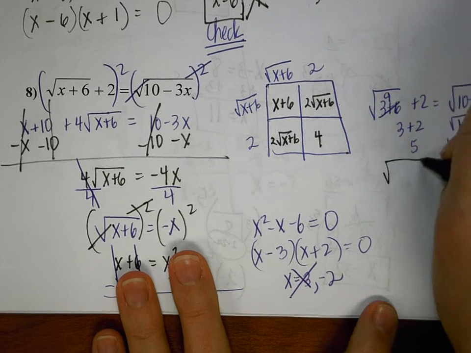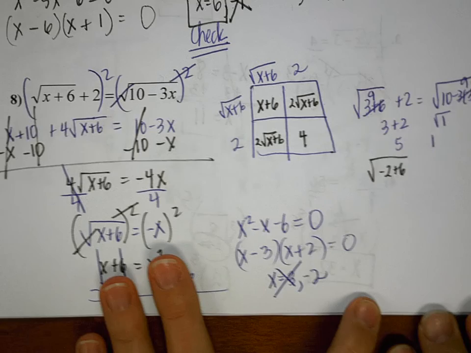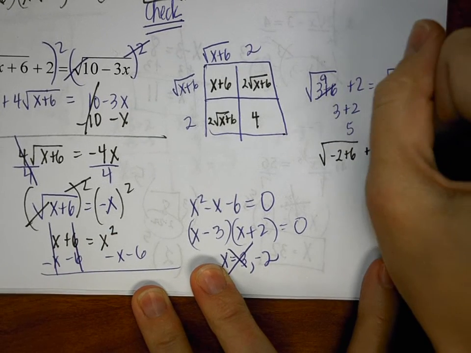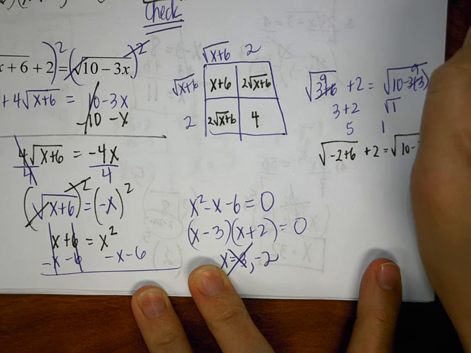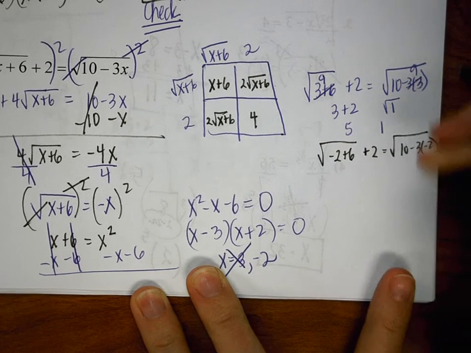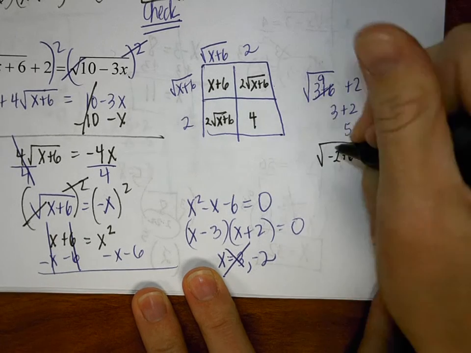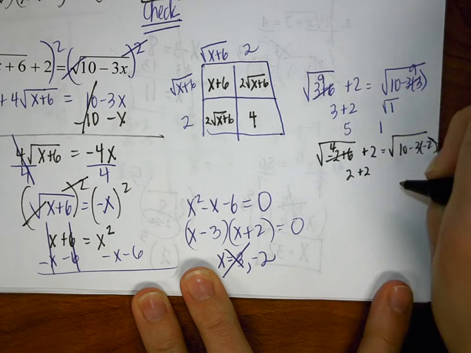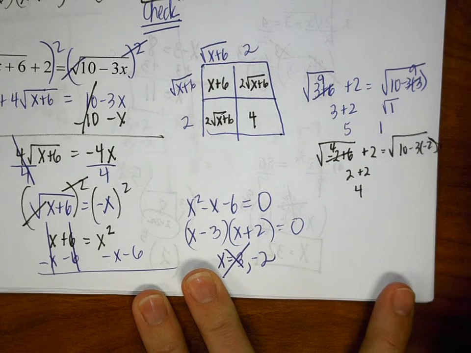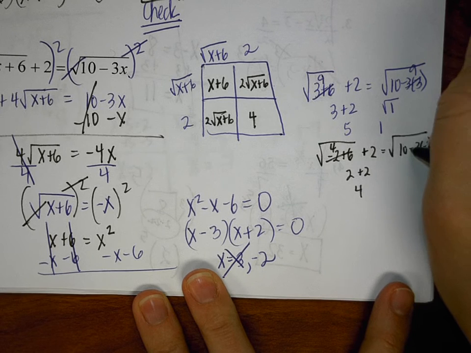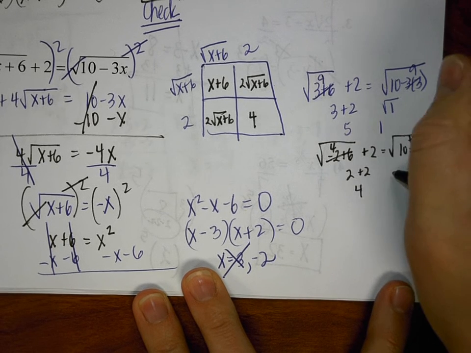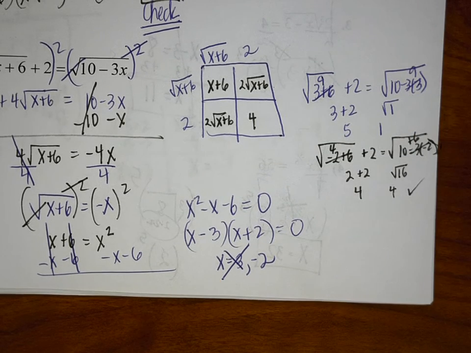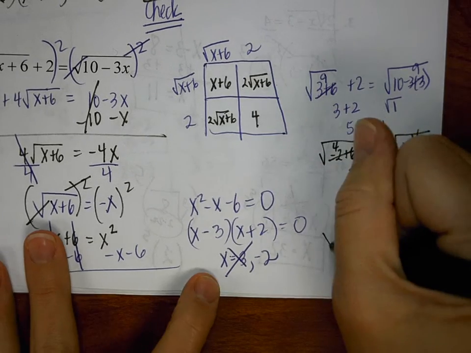So we have the square root of negative 2 plus 6, and then plus 2 equals the square root of 10 minus 3 times negative 2. What's negative 2 plus 6? 4. What's the square root of 4? 2, and 2 plus 2 is 4. Over here, what is negative 3 times negative 2? Positive 6, and 10 plus 6 is 16, and the square root of 16 is 4, so this one works. So x equals negative 2 is my answer.